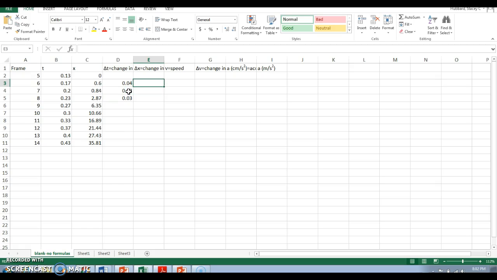Then when you're done, come back to this column. All right. Now we're going to do change in position. So we're going to do that same thing, but now we're going to look at this column. So change in position, 0.6 minus 0 obviously is 0.6.